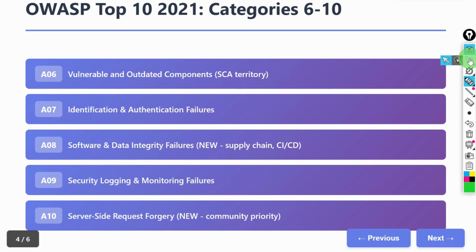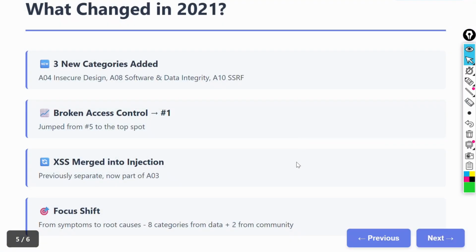Okay, and moving further, we will be discussing what was changed in 2021. Firstly, there is a change regarding adding new categories. Earlier it was also OWASP top 10 only. At the time also 10 was there, now also 10 only. But there might be some categories which were replaced with other categories.